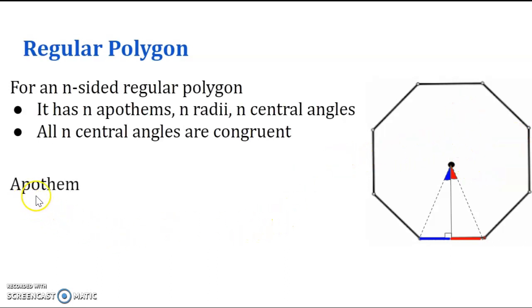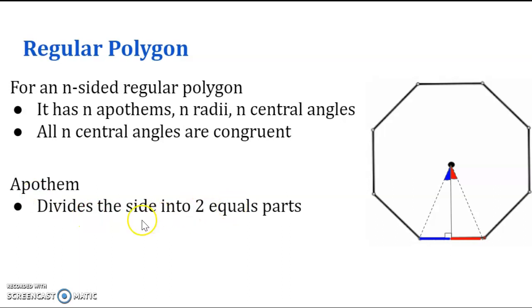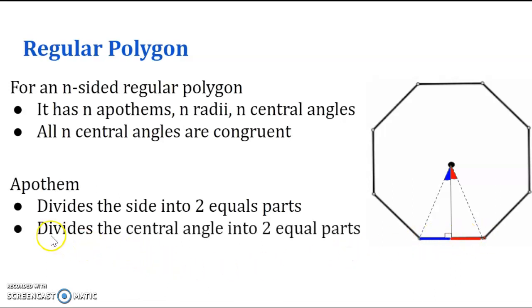And as far as the apothem goes, we can divide the side of this triangle into two equal parts. So the apothem divides the sides into two equal parts. That means this blue length and the red length are equal in measure. And also the central angle is divided into two equal parts.